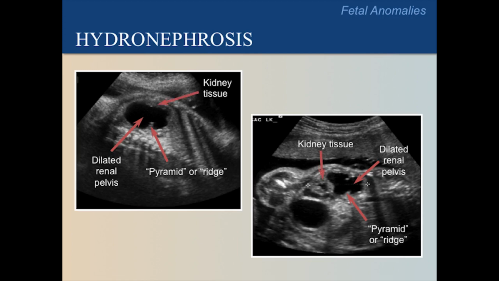Finally, notice the amount of kidney tissue or parenchyma that remains and surrounds the dilated renal pelvis. There is much less kidney tissue remaining in the left image than in the right image. In both images, the kidney tissue remaining is much less than in a normal kidney.